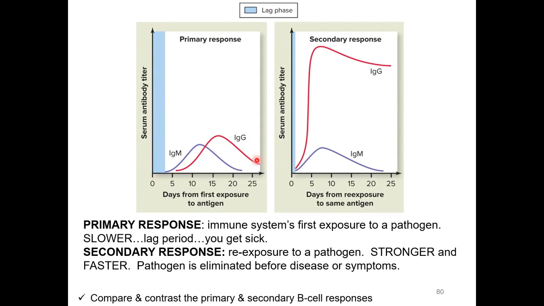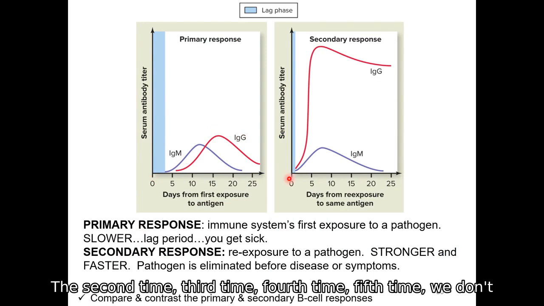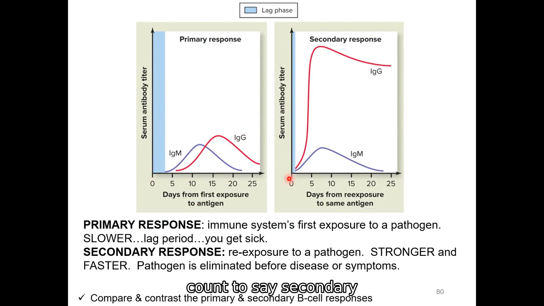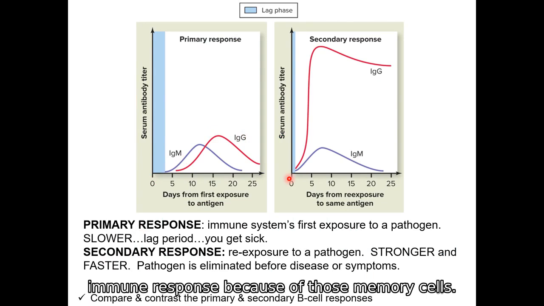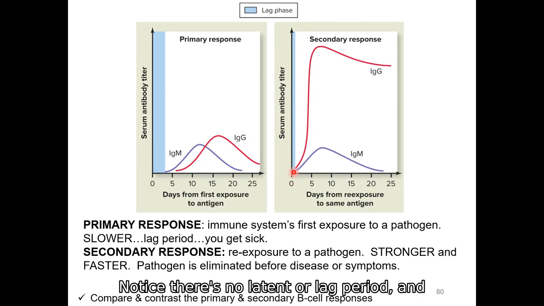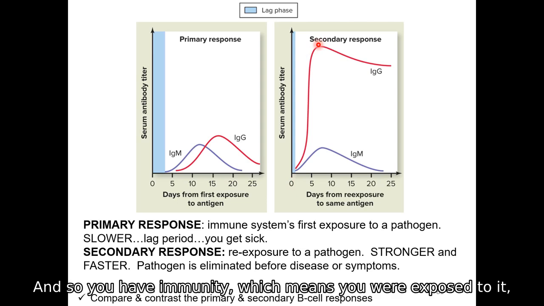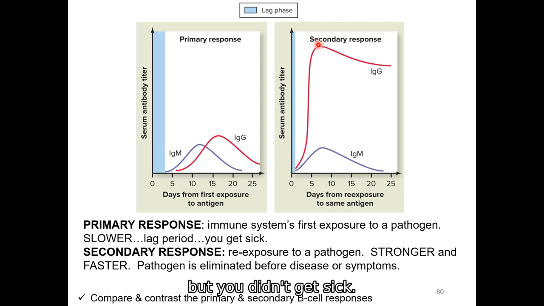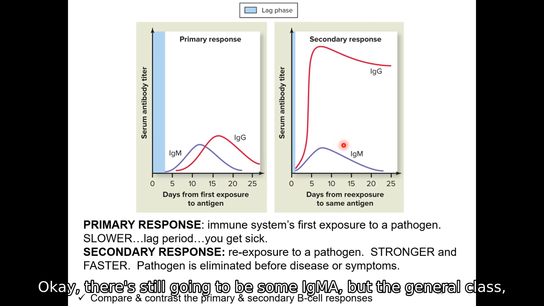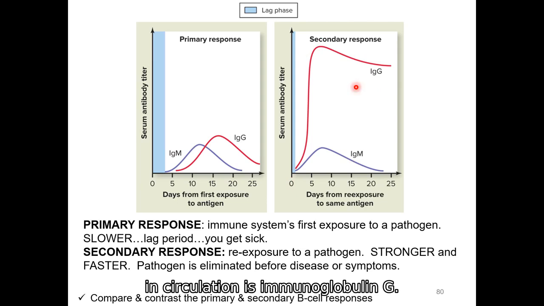We can initiate this primary response through vaccination as well, and so we do that to a lot of our more deadly diseases. The second time, third time, fourth time, fifth time, we don't count, we say secondary immune response because of those memory cells. Notice there's no latent or lag period, and the response is going to be much stronger than the primary response. And so you have immunity, which means you were exposed to it, but you didn't get sick. There's no disease. Okay, there's still going to be some IgM made, but the general class, the number one that's in circulation, is immunoglobulin G.